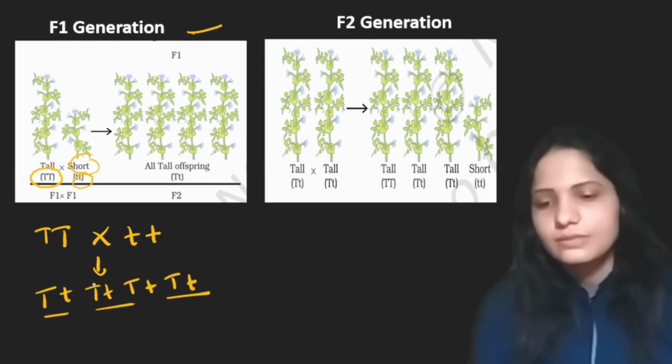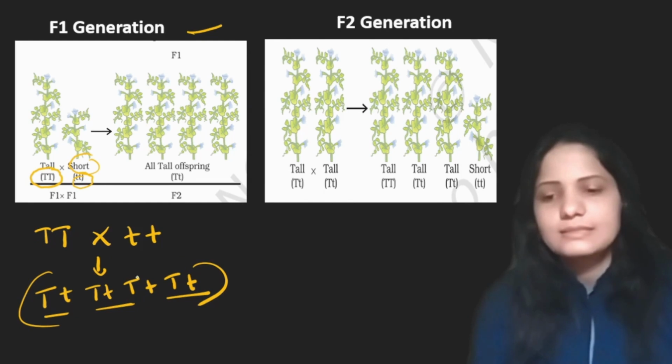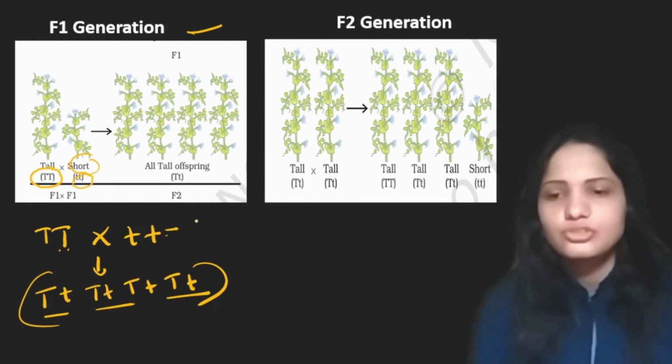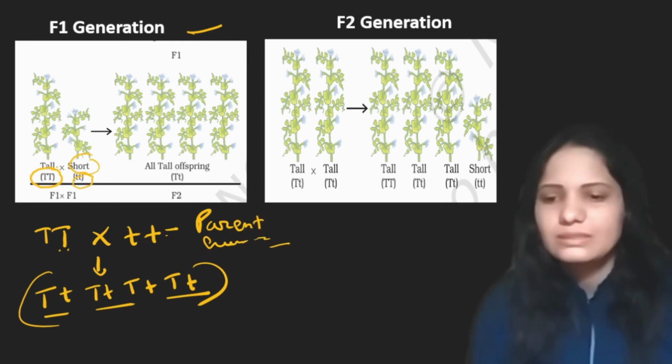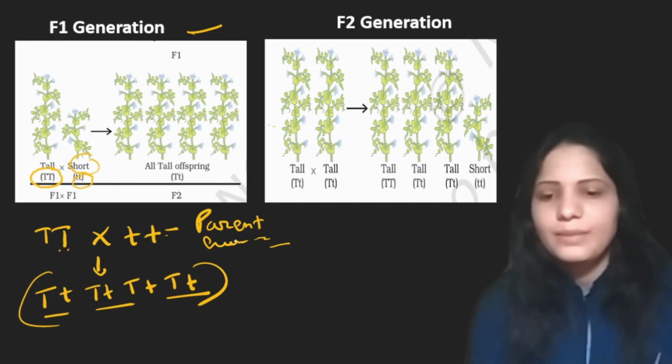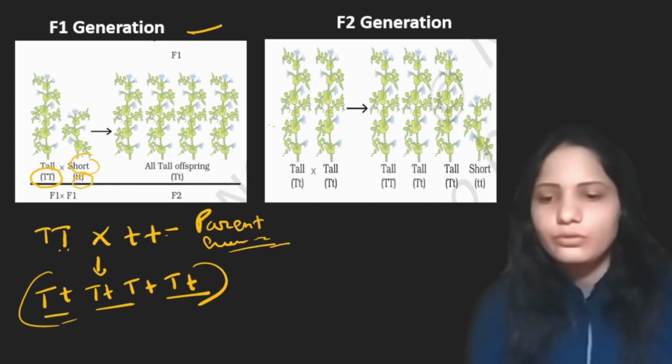Okay, this we have studied in the previous slide. How do we get this? Now this generation, capital T small t, is the parent generation. This is the parent generation, or in this diagram they have considered it so. Okay, and upon crossing the parent generation, what will we get?